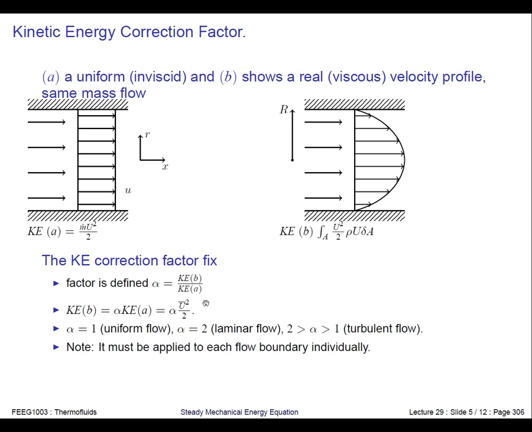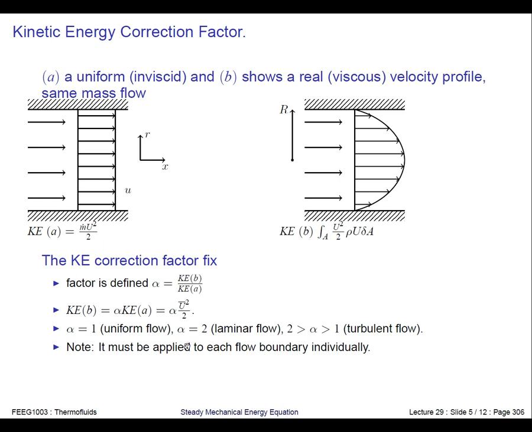This gives us a definition: the viscous kinetic energy term we're after is equal to our correction factor times the inviscid kinetic energy term. There should be an m dot here, so this should be alpha m dot U squared over 2. Then our problem becomes simpler, and we just have to work out what alpha is. We can see one limiting case: if it was a uniform flow, then alpha would be 1.